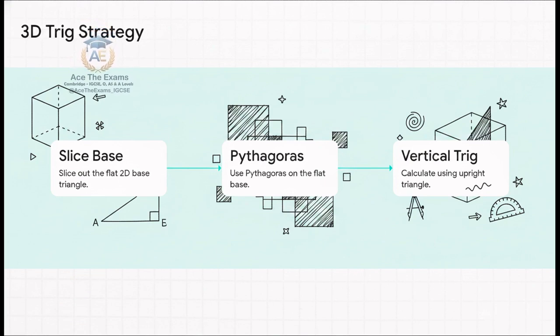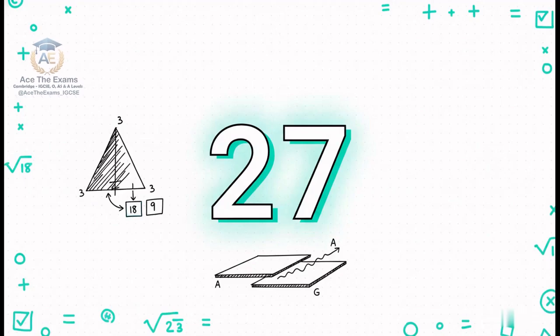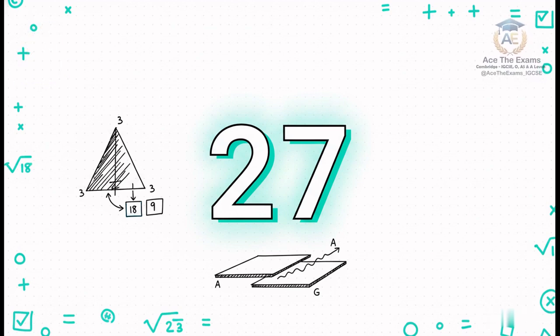We are going to slice out a new triangle, one that stands upright perfectly inside the middle of the cube. Its base is that square root of 18 we just calculated, and its vertical height, that's just the edge of the cube, which is 3. Now, we simply run Pythagoras one more time on this brand new upright triangle to find our final 3D diagonal AG. The base squared is the square root of 18 squared, which beautifully simplifies to just 18. The height squared is 3 squared, which is 9, and 18 plus 9 gives us exactly 27. So the true internal diagonal is the square root of 27 centimeters.